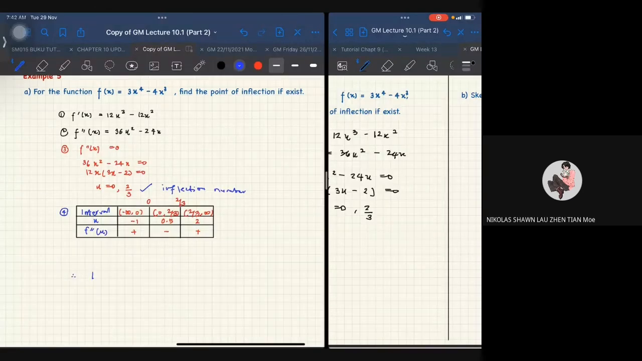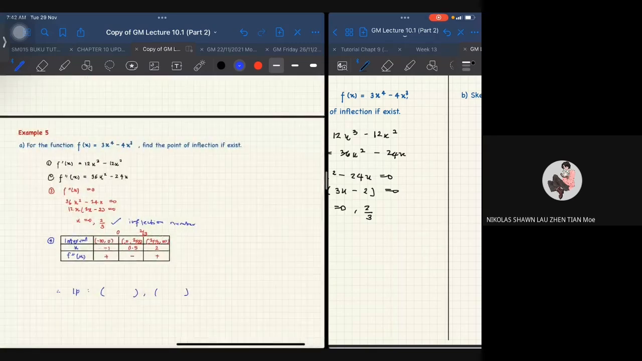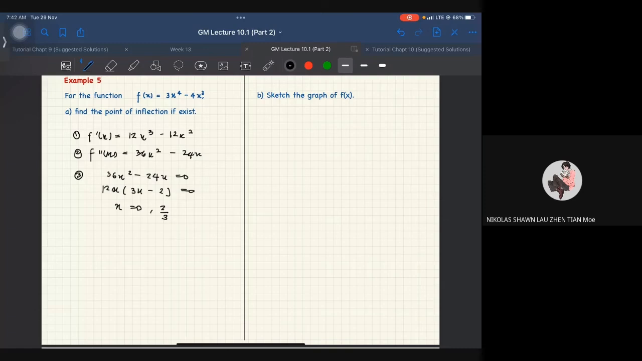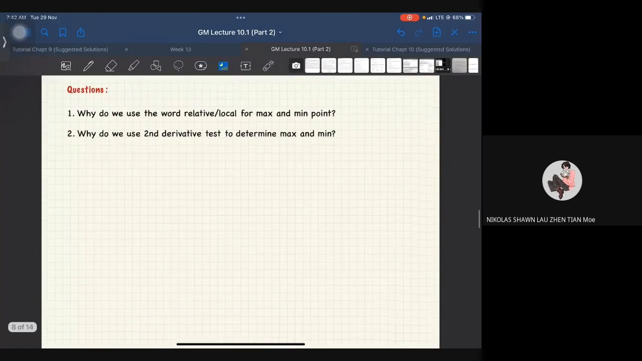Okay, so inflection point sama dengan apa? Sepatutnya ada dua lah. Okay. Semua okey ke? Okay, Miss. Alright, good. Okay, so boleh saya move on to the next part in this subtopic? Boleh. Okay, let's go.